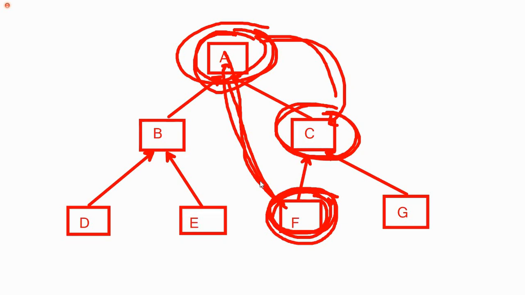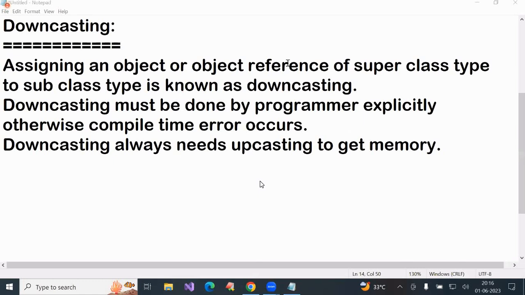If you create an F class object, memory is allocated to F, C, and A. Reverse is possible, C is possible, but explicit is required. Then it is valid. Got it? That is theoretically. Now programmatically we'll see.